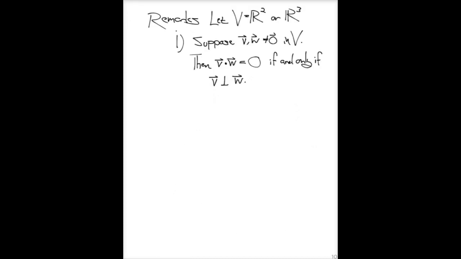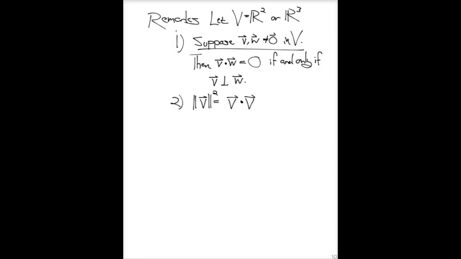We'll collect that as a remark and state several other important remarks right now as well. So our first remark summarizes this orthogonality relation. Let V equal R2 or R3. Everything we're saying is equally true for either of those vector spaces. 1. Suppose v and w are non-zero vectors in V. Their dot product is 0 if and only if they are perpendicular.